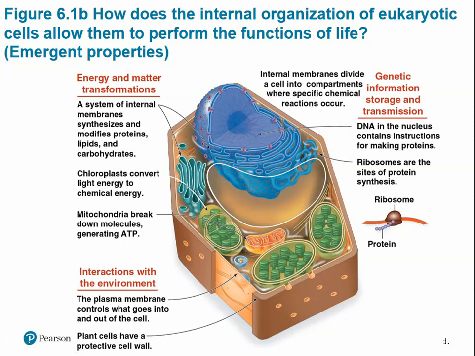We'll look at genetic information storage and transmission through the nucleus. How do we translate the information in the DNA into functioning protein? And then how do we make those proteins with the ribosomes? So how do all of these individual parts come together to make the whole of a functioning cell?